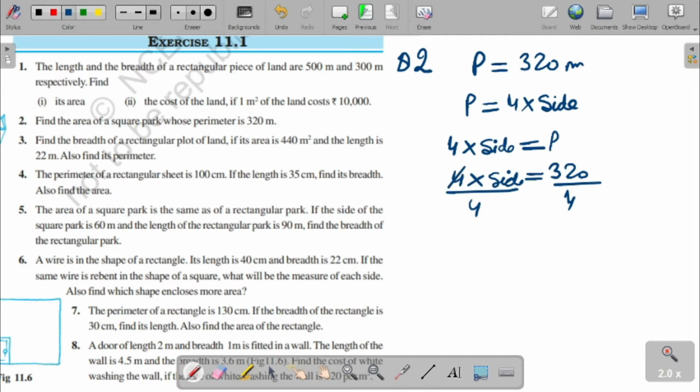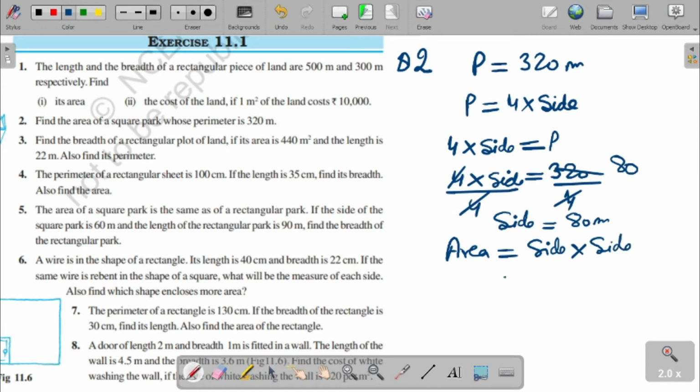This 4 gets cancelled. We divide 320 by 4: 4 8s are 32, so 80. So here we come to know that the side of the square is 80 meter. Now this is the first part. Then we have to find the area. From the perimeter we have calculated the side. From the side we will calculate the area. Area of the square is side into side.